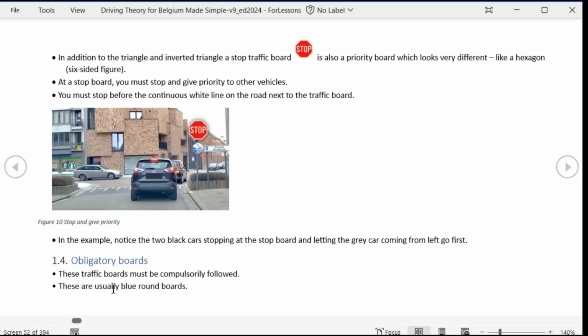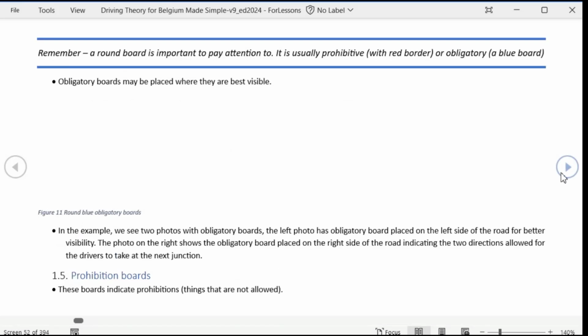Now let's move on to the obligatory boards. These are boards that you must follow compulsorily. And these are usually the blue round boards.